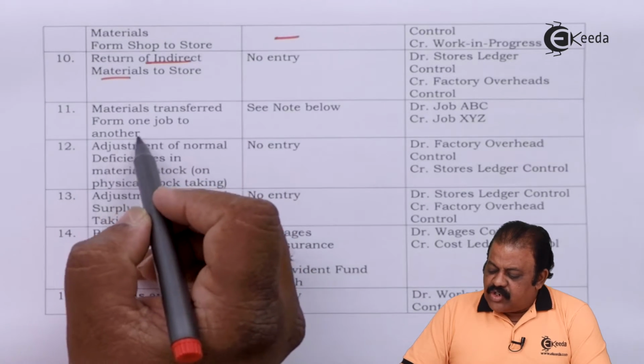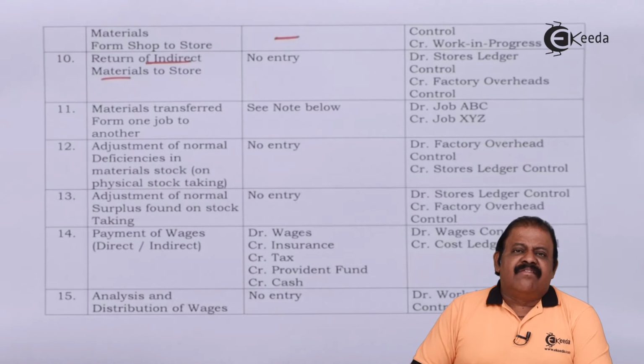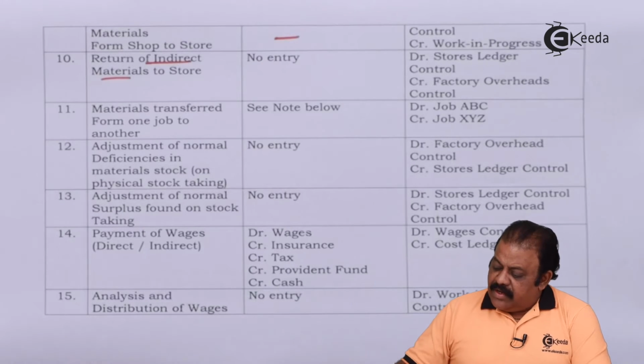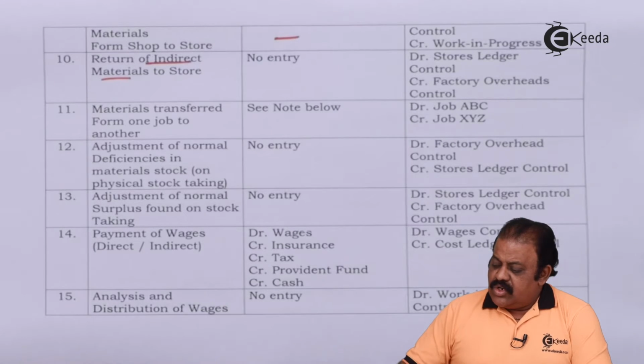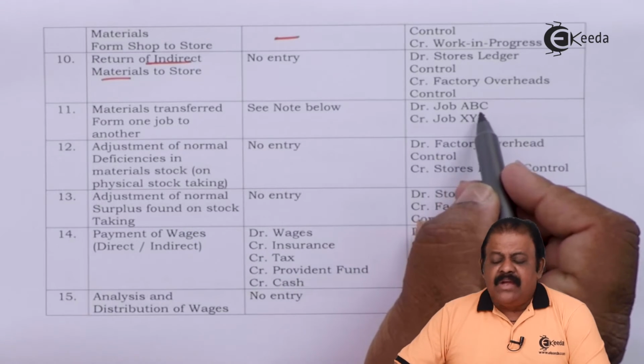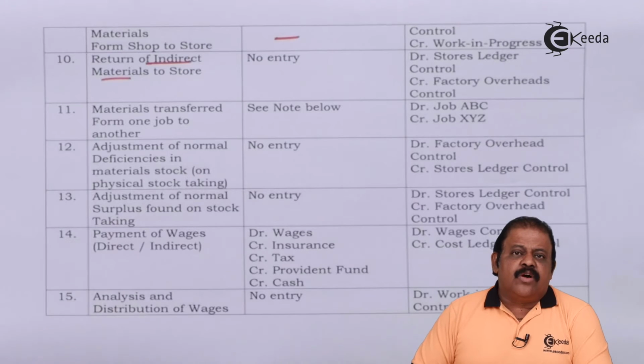Material transferred from one job to another. There is no need of entry in financial book. In cost book, our entry will be job ABC to job XYZ. Job ABC is the receiving job and job XYZ is issuing job.